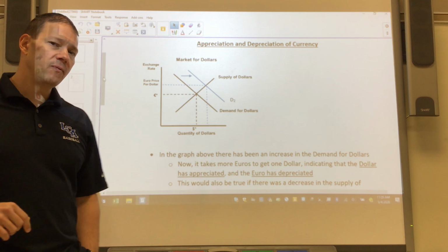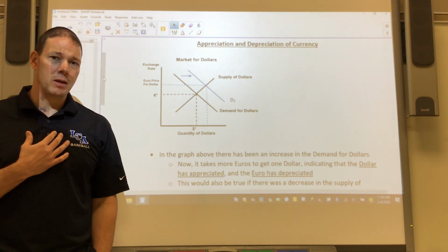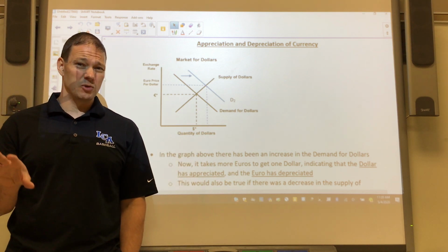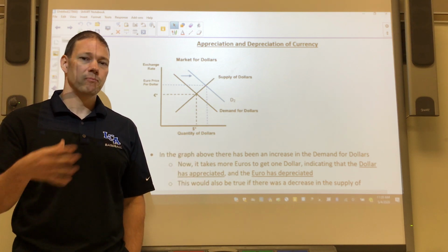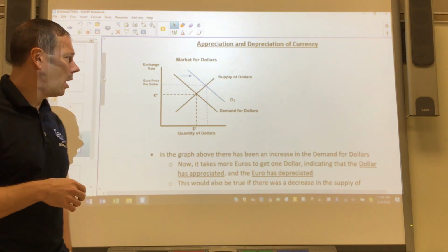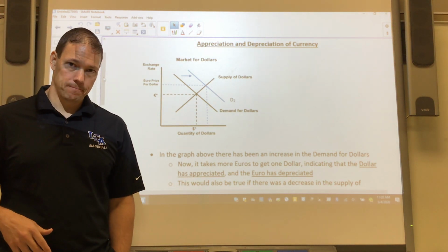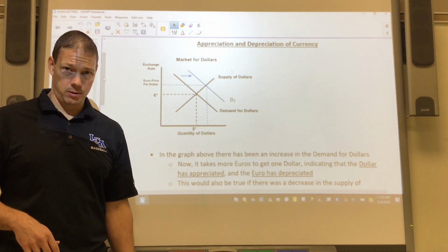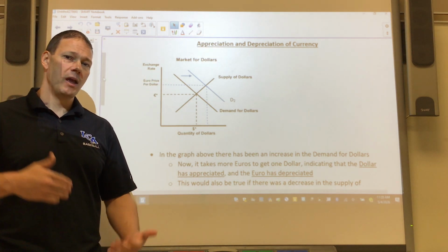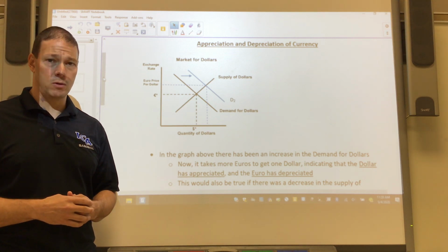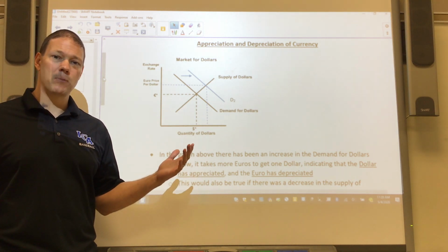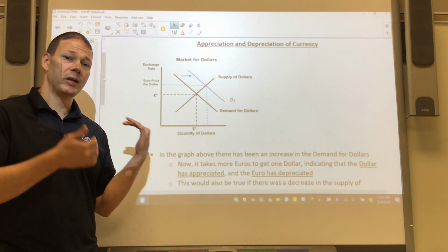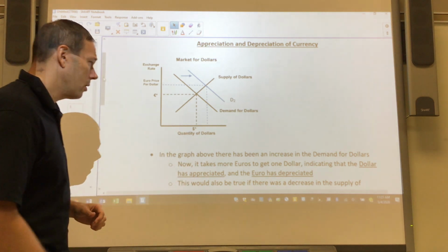If you ever get confused with that, likening the value of one country's currency in terms of another country's currency can be a little bit tricky, so I like to think of it this way. What if you had a baseball card, and now it took more euros to get your baseball card? Your baseball card was worth 3 euros, now it's worth 5 euros. You would say, cool, my baseball card is worth more money. Same thing has happened with the dollar here. It takes more euros to get a dollar, so the dollar is more valuable.